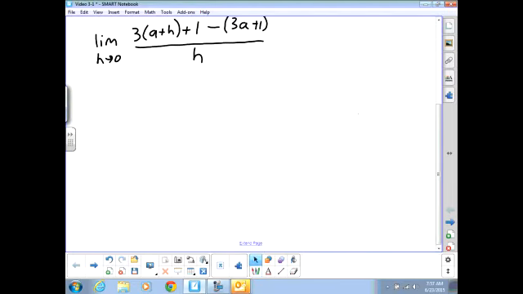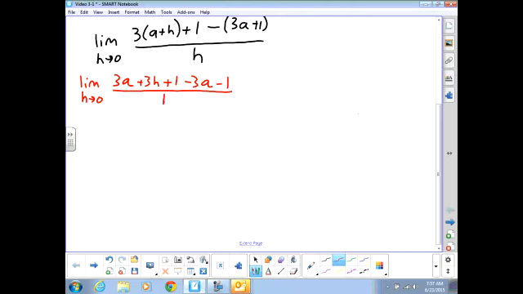So we'll continue down. We'll do the limit as h approaches 0. Distribute your 3, you'll get 3a plus 3h plus 1. We'll distribute the negative 1 through to give us negative 3a minus 1 all over h. Combining like terms, the 3a and the negative 3a add to 0. The 1 and the negative 1 add to 0. So we're left with the limit as h approaches 0 of 3h over h.